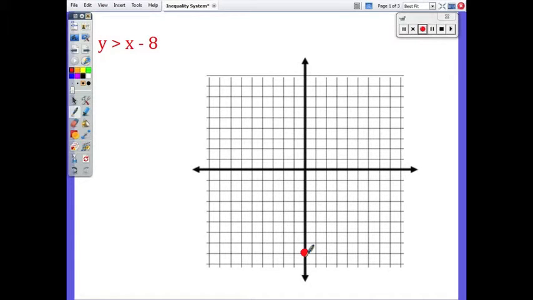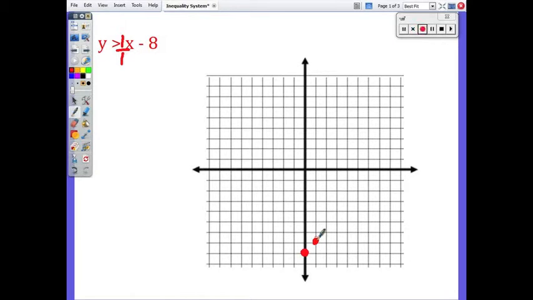Now, again, I'm using the slope-intercept method, so I'm going to look at my slope, which is in front of my x value, and it is going to be 1 over 1. Rise over run. So to calculate our slope, we're going to go up 1 on our vertical axis and to the right 1 on our horizontal axis, and we're going to make another point there.